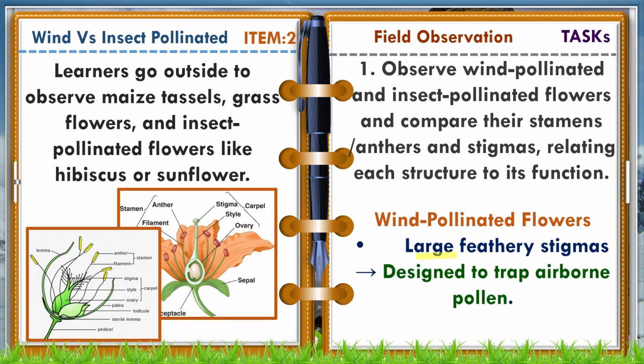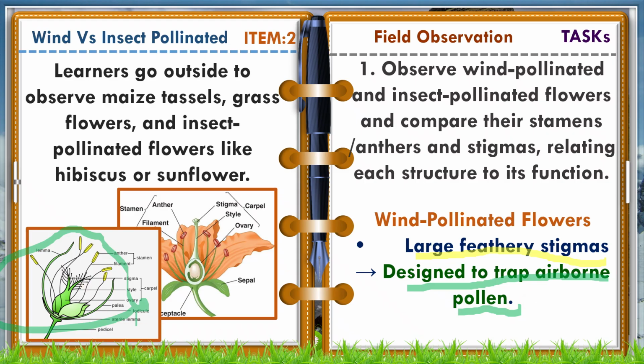They have large feathery stigmas. For what purpose? These are designed to trap airborne pollen. So when you look at them, you will see that their stigmas are feathery, and these stigmas are designed to trap airborne pollen.